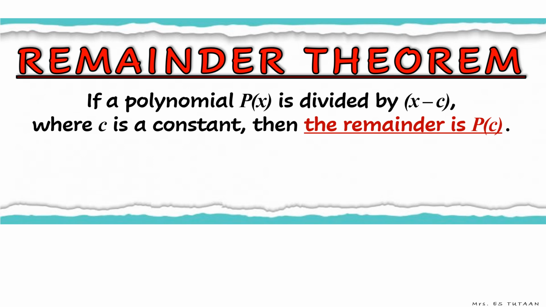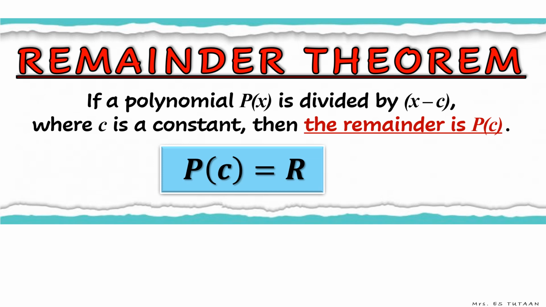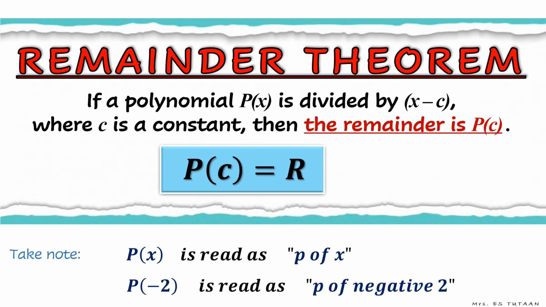What is the remainder theorem? The remainder theorem states that if a polynomial p of x is divided by a binomial of the form x minus c, where c is a constant, then the remainder is p of c. So in mathematical symbols, we have p of c is equal to r. R stands for the remainder. So take note of this. If we have this symbol, ang basa nito ay p of x. And then, if we have this symbol, ang basa nito ay p of negative 2.